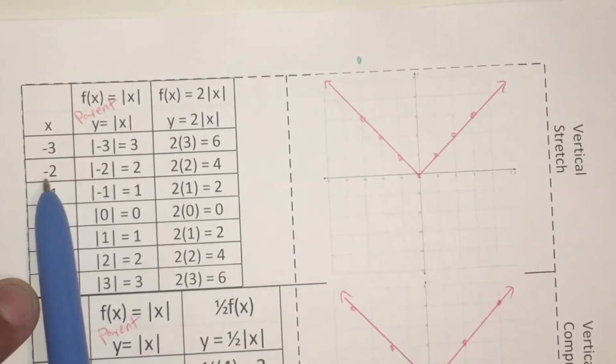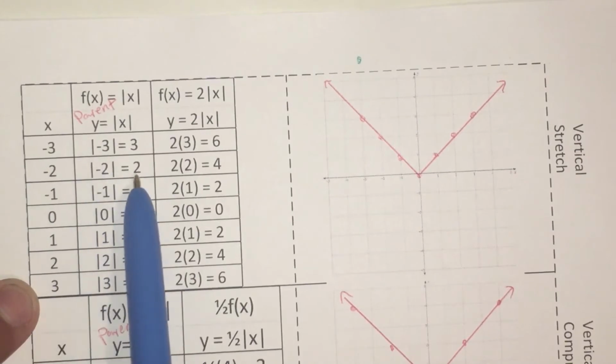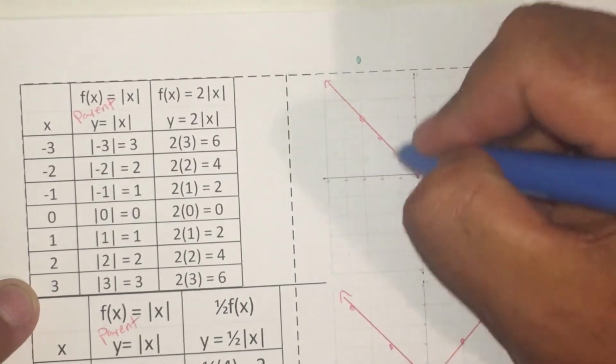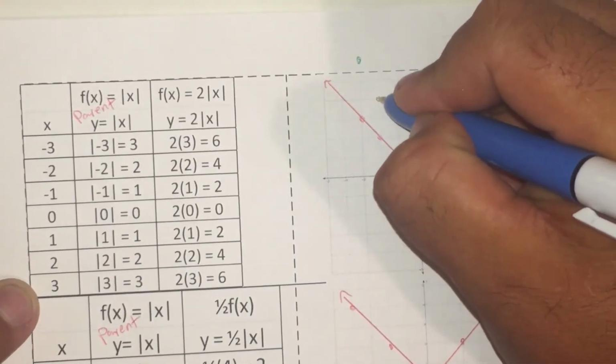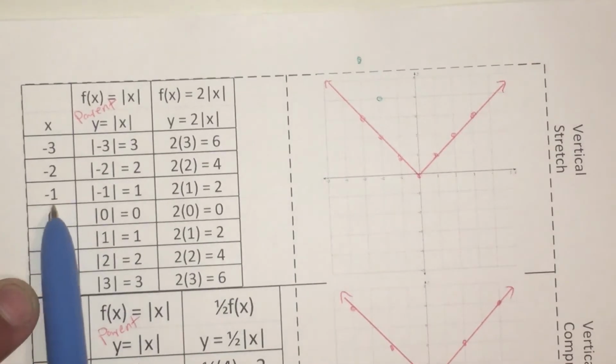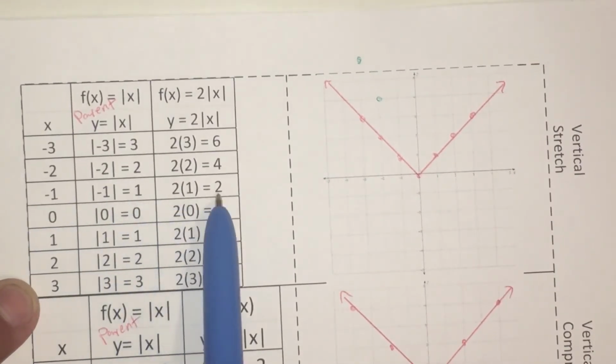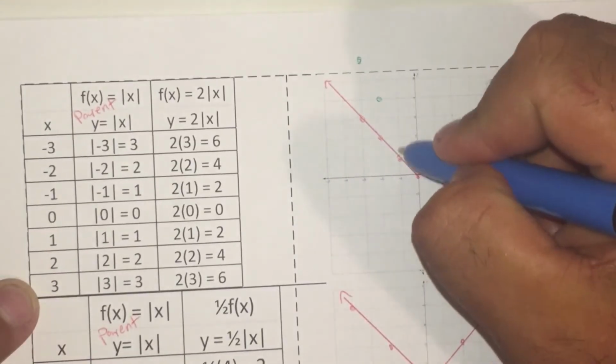Then we have our -2. -2 goes to 2 in the absolute value. 2 times 2 is 4. So at 2 it's 4. 1, 2, 3, 4. Next one is -1. Absolute value of -1 is 1. 2 times 1 is 2. So at 1 it is 2.